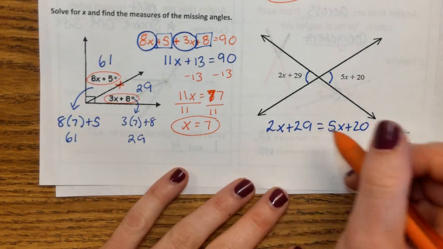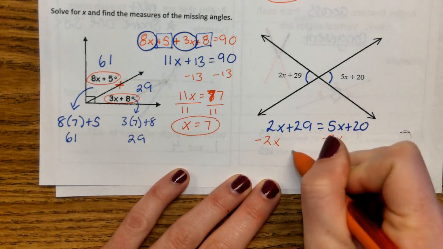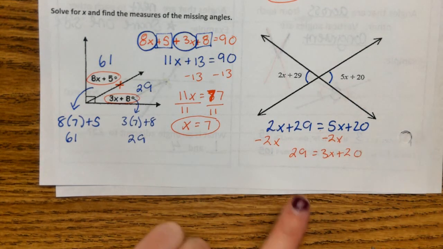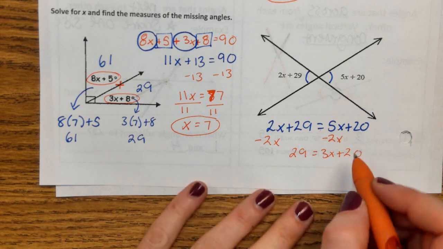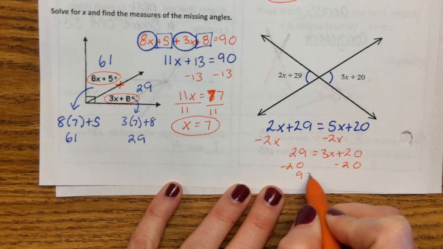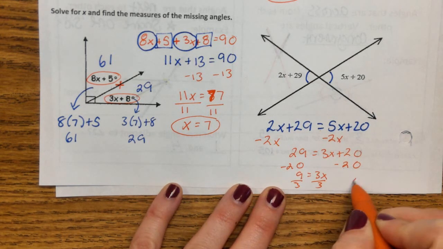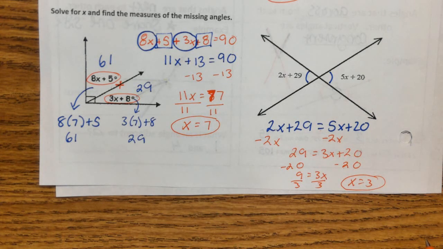Once you set up an equation, you can solve for x. Subtract 2x from both sides to get your variables together. Subtract 20 from both sides. Divide both sides by 3. And x equals 3.